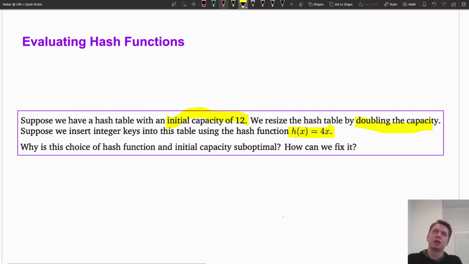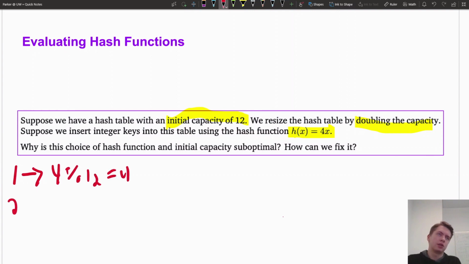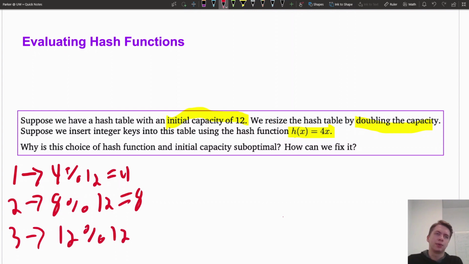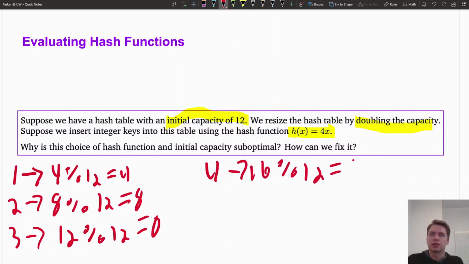Well, the first step is identifying why this choice of hash function and initial capacity is suboptimal. To do this, let's try mapping a few keys to buckets. So 1 will be mapped to 4 mod 12, which is 4. 2 will be mapped to 8 mod 12, which is 8. 3 will be mapped to 12 mod 12, which is 0. 4 will be mapped to 16 mod 12, which is 4.